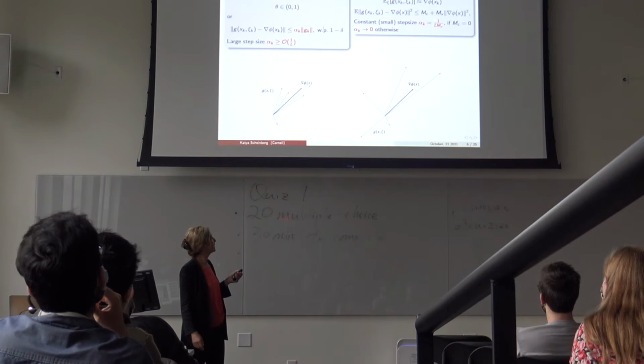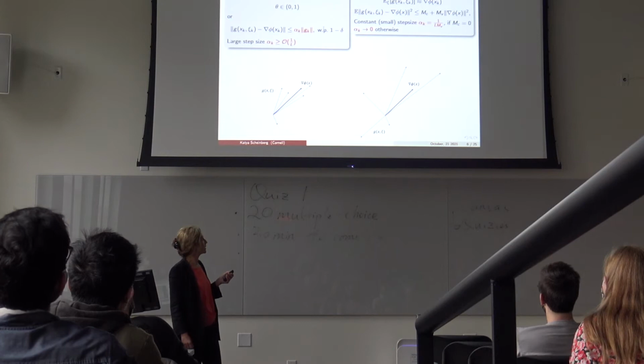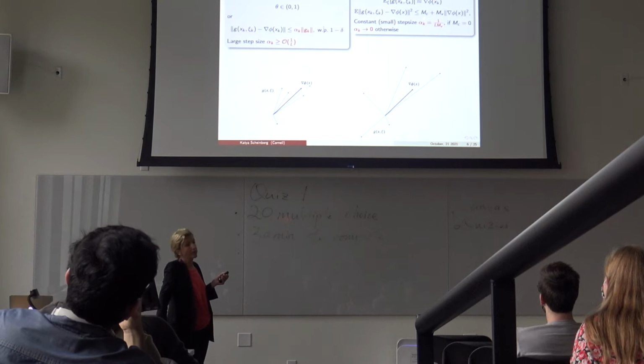You need this assumption. And this assumption basically says that if my gradient is zero, then I have a bounded variance. And if my gradient is large, then my variance grows proportionally. Nevertheless, when my gradient is small, I don't have a small variance. The variance is there, right? It doesn't reduce.